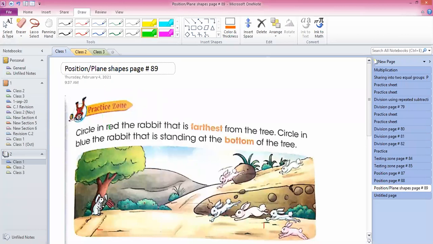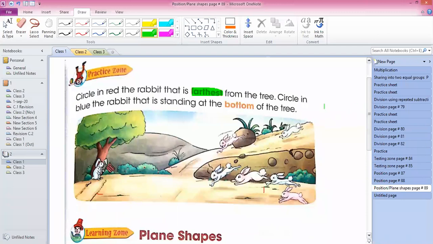circle in red the rabbit that is farthest from the tree. Okay, guys. What you have to do, you have to circle with the red color the rabbit which is farthest from the tree. So, guys, you know about the farthest. Farthest means very far, very, very far. Okay. Very, very far from the tree.